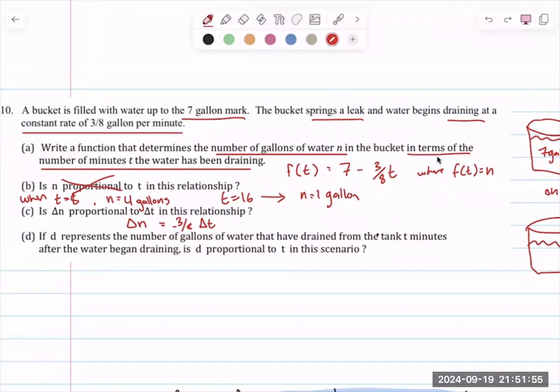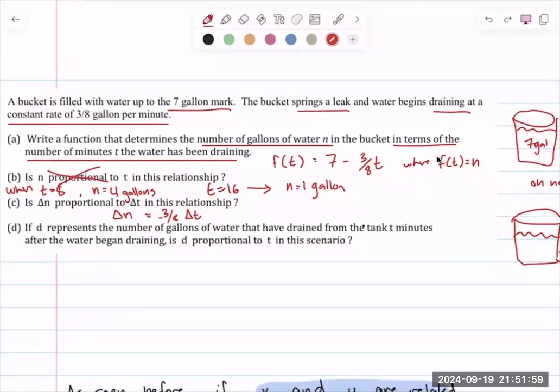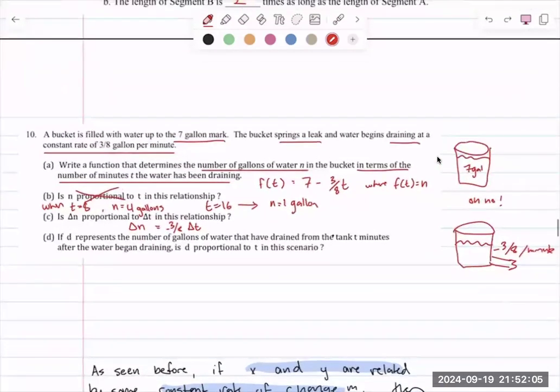Okay. Part D asks us to say, if D represents the number of gallons of water that have drained from the tank t minutes after the water began draining, is D proportional to t? So let's take a look at this picture and think about it for a sec. What is D in terms of t? If I told you after 1 minute, how many gallons have drained?